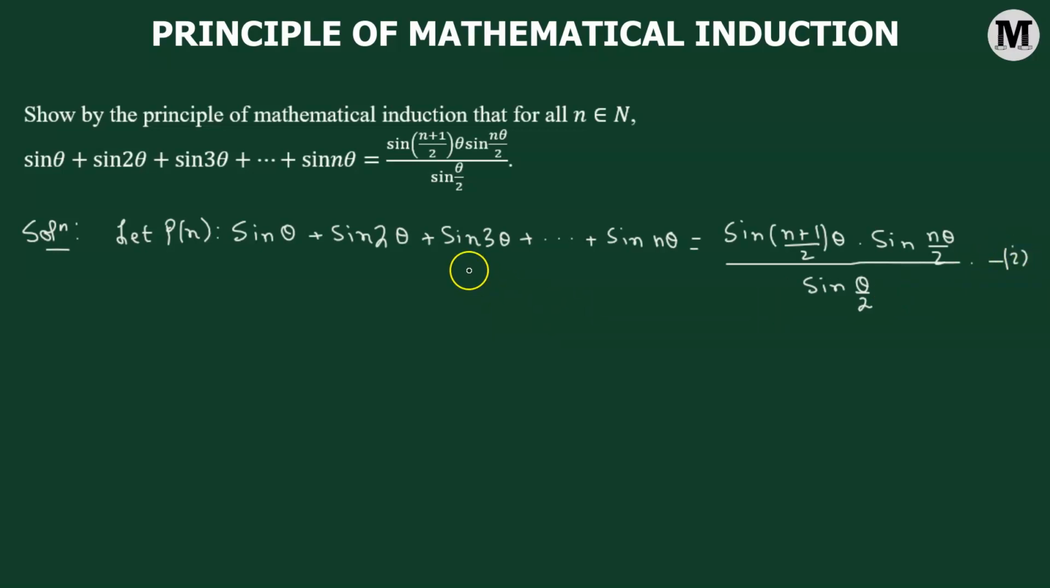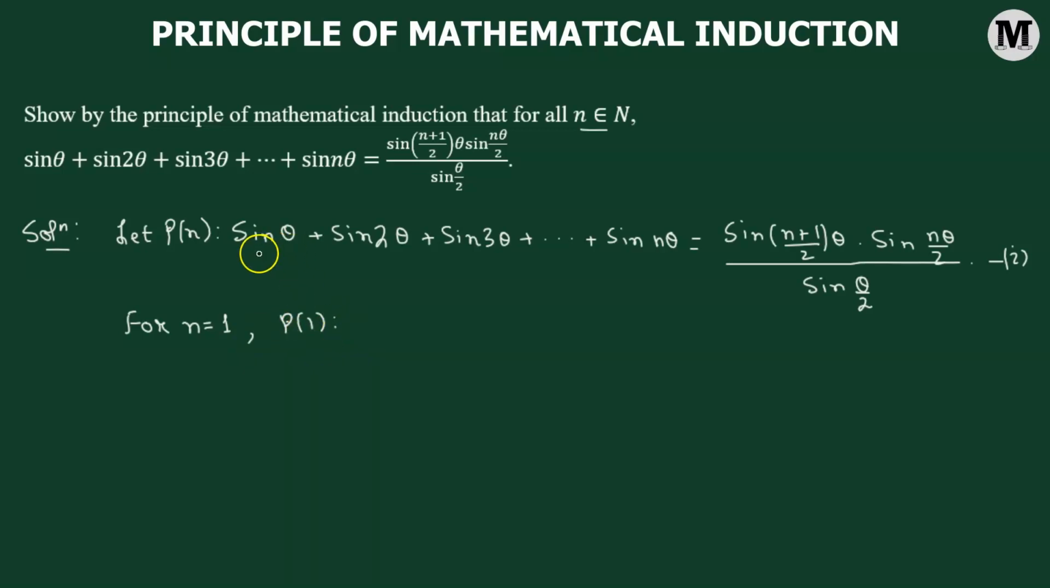Our goal will be to verify this statement by using the principle of mathematical induction. So we have to show that this statement is always true for any natural number that we pick. What we'll do first is consider n equal to 1. So when we have n equals 1, we get P of 1.